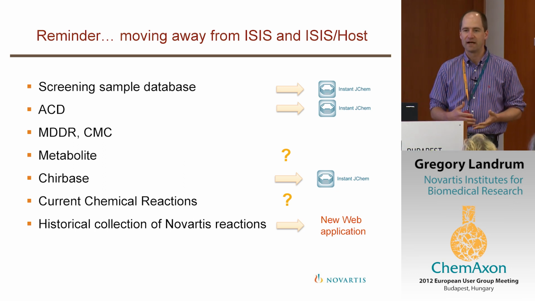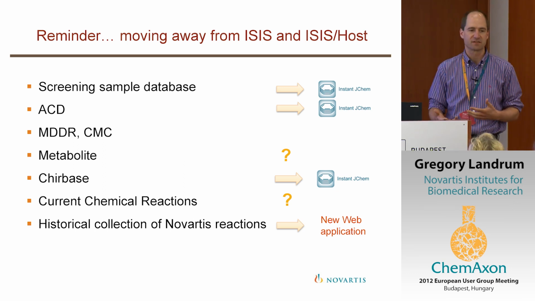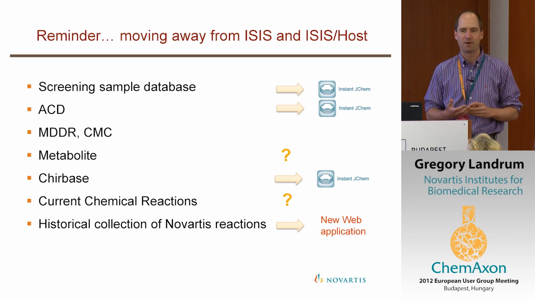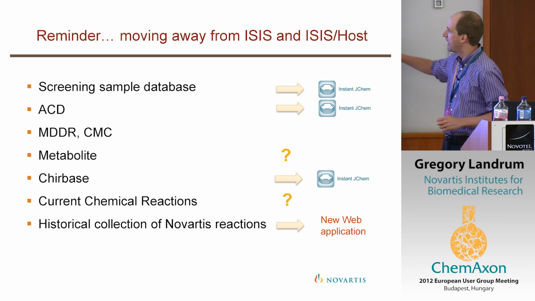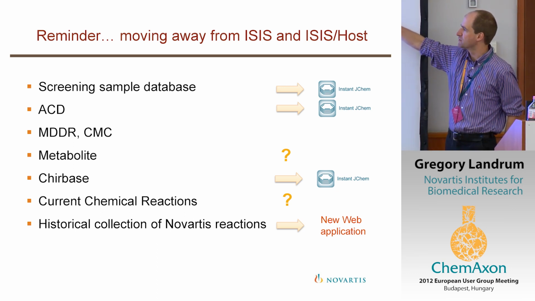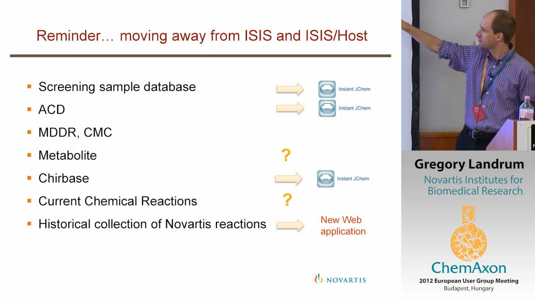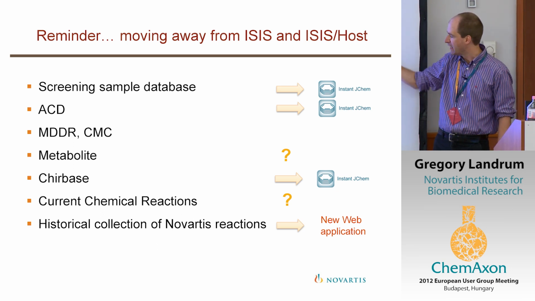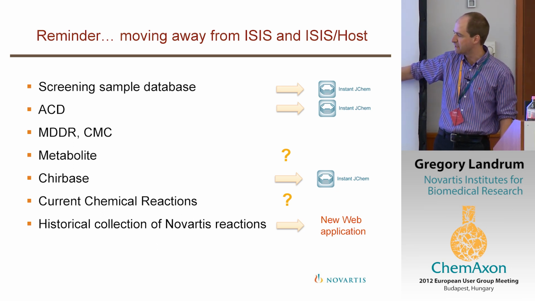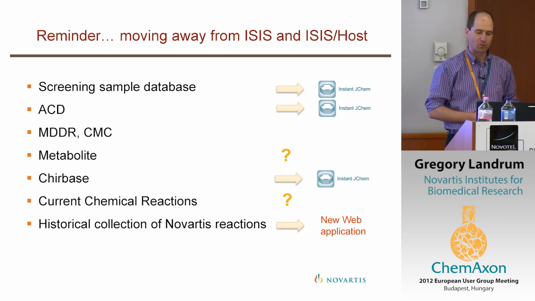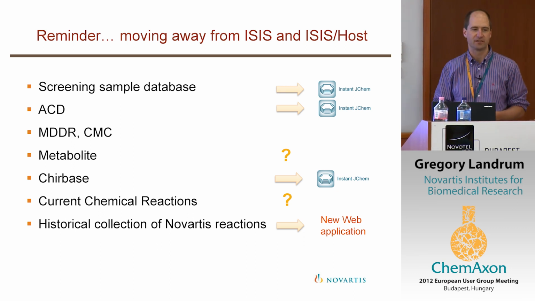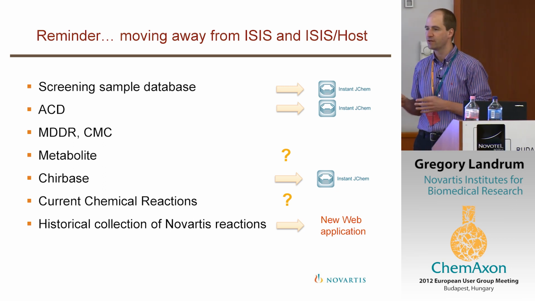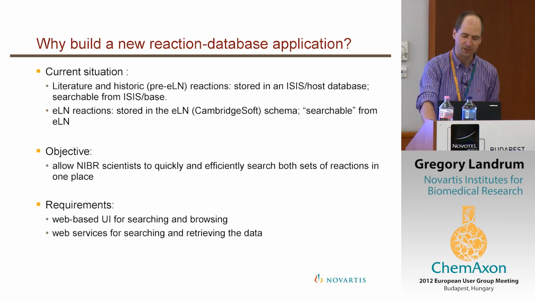We're moving away from ISIS and moving to other systems. I will be talking specifically about what we're doing to move away from some aspects of ISIS Host. Anna already talked about the first set of these, where we're moving databases of compounds into Instant JChem. I'll be talking about this last piece, which is moving a historical collection. It's actually a number of historical collections of Novartis reactions, moving those into a new web application.